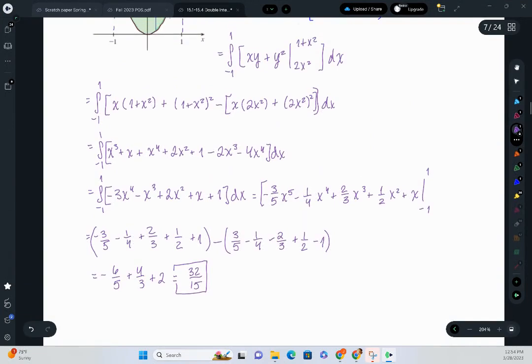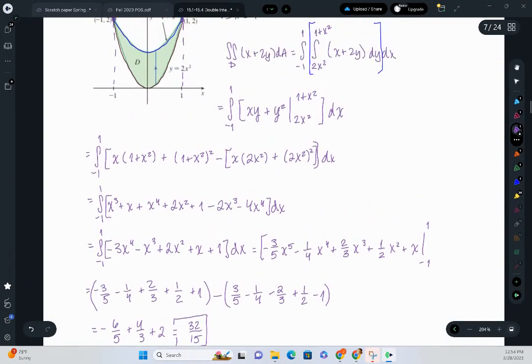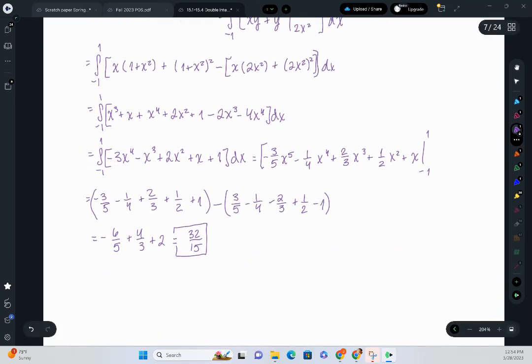Okay, so that's the process for type 1. Remember, the functions go on the inner integral. It's the most important part of the lesson. From there, there's a lot of algebra that's occurring and evaluating that's occurring.